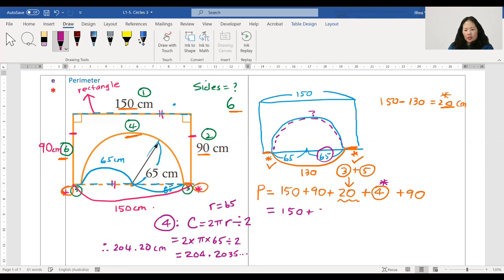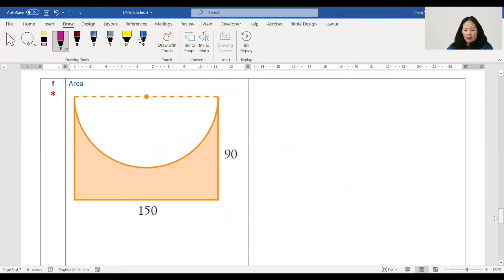Okay, so what I'm going to do, I'm going to put all that in now. 150 plus 90 plus 20 plus 204.20 plus 90. And put all that in your calculator, you will get 554.20 centimeters.